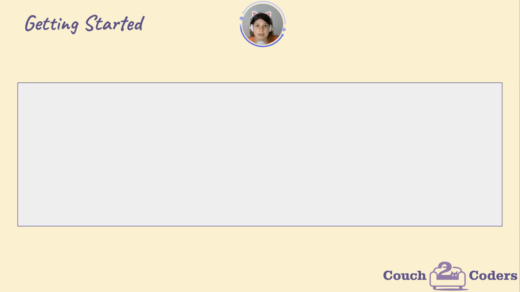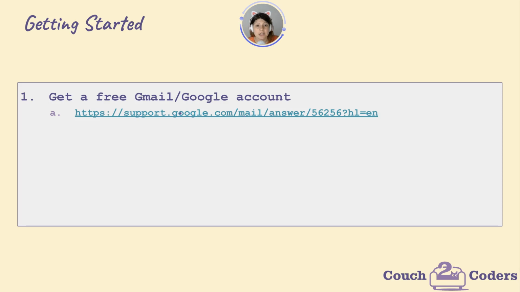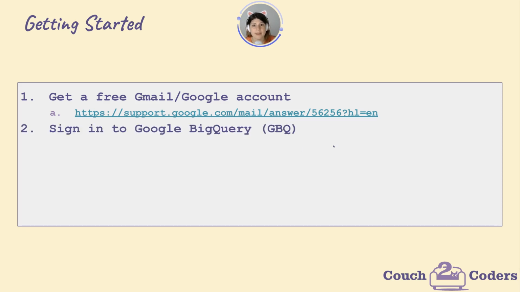The first and most important thing is that you should be on a Google Chrome browser. You can use other browsers, but since we're using all of these Google Suite items, if you use Chrome, it's going to make it a lot smoother for you. So the first thing you need to do is get your free Gmail or Google account. I have the link here, and this is also in the video description, so you can just click it and sign up for that. Once you have your Google account, the next step is to sign into Google BigQuery.